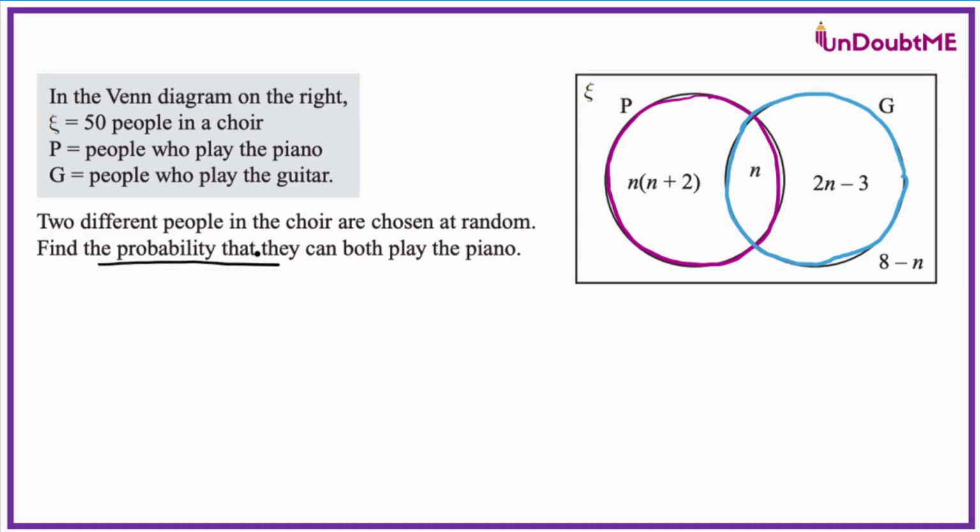We know that total probability is always 1, but here these are the number of people. So you don't have to use total probability. You can just take the total number of people as 50 and from there you get the n value.